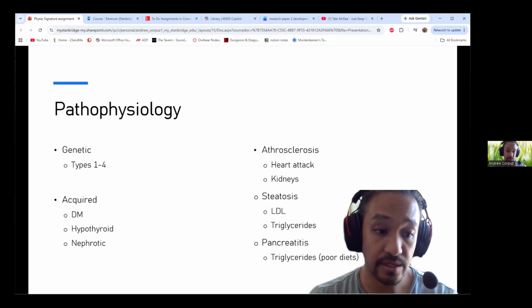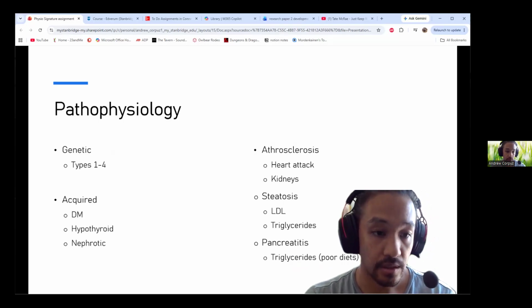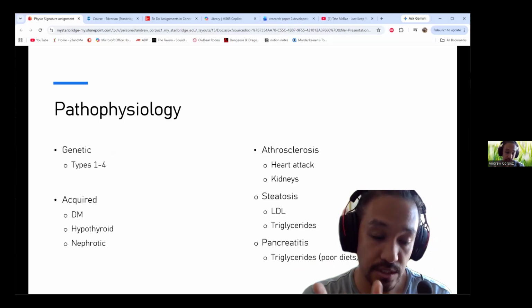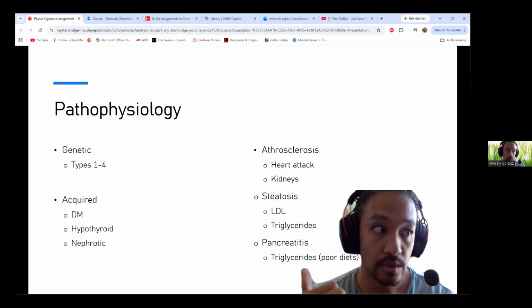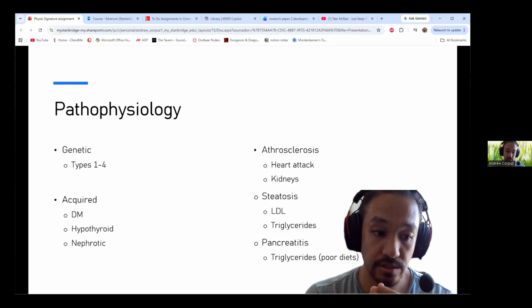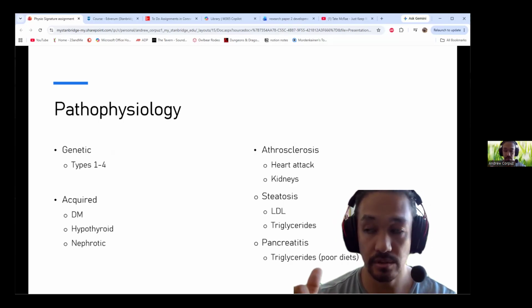Before I talk more about that, there's also acquired hyperlipidemia, and this is coming from different disease processes such as diabetes mellitus, or from medications that can affect our cardiovascular system, our thyroid, or our kidneys.